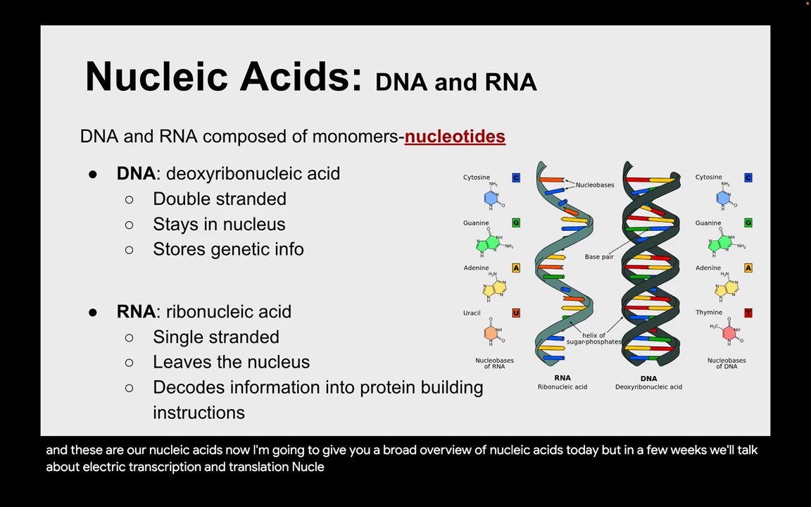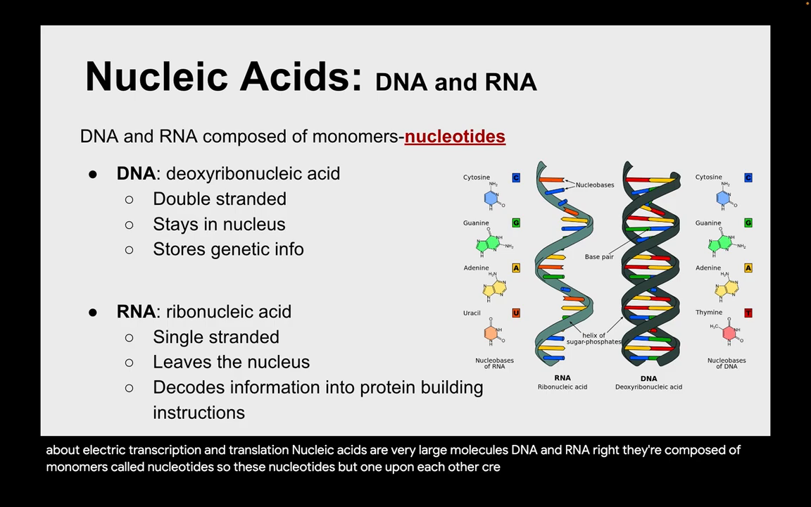Nucleic acids are these very large molecules, DNA and RNA. They are composed of monomers called nucleotides. So these nucleotides put one upon each other creates the strands of the DNA and the single strand of the RNA.